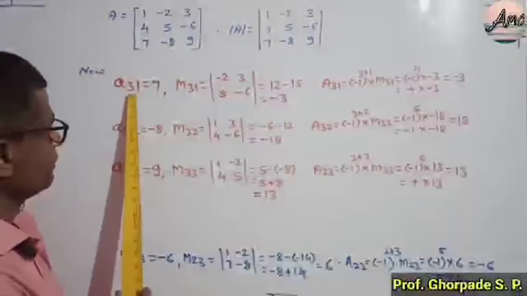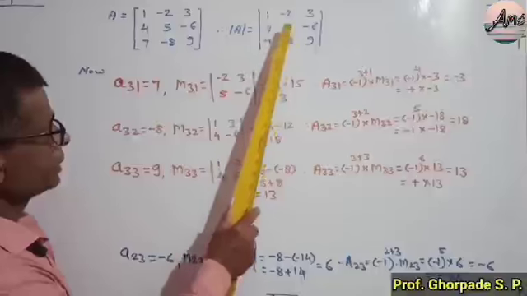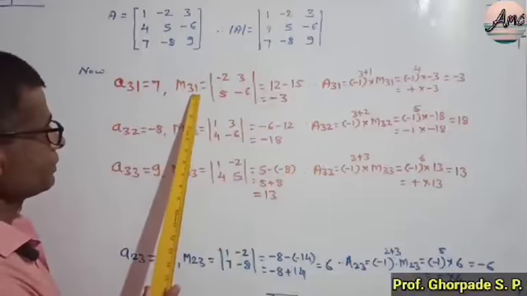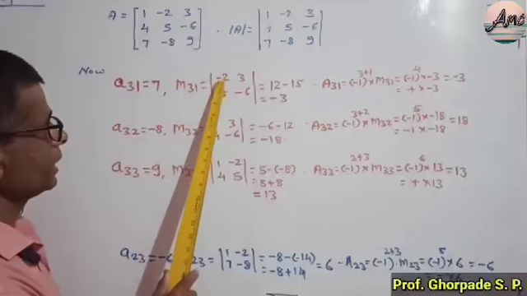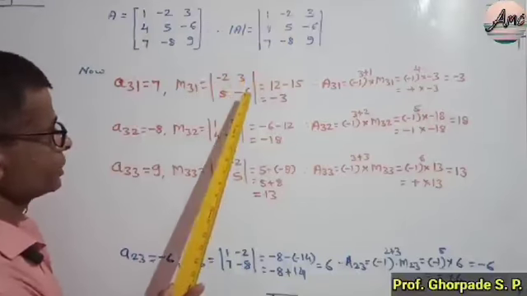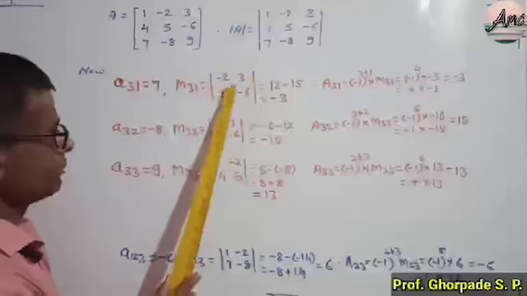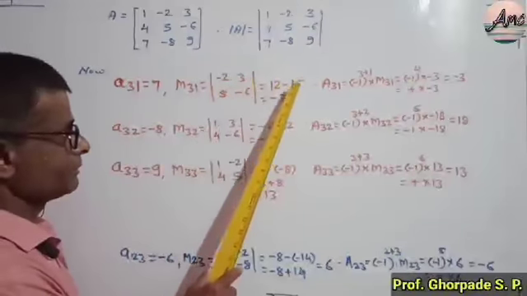So A31, third row, first column. In third row, first column, 7 is present. So its minor is given by M31, which is obtained by deleting the third row, first column. You will get minus 2, 3, 5, minus 6. The value is given by minus 2 into minus 6 is 12, minus 5 into 3 is 15. So 12 minus 15 is minus 3.